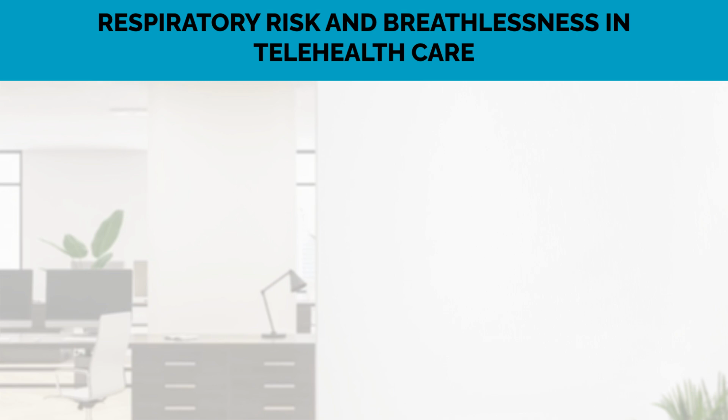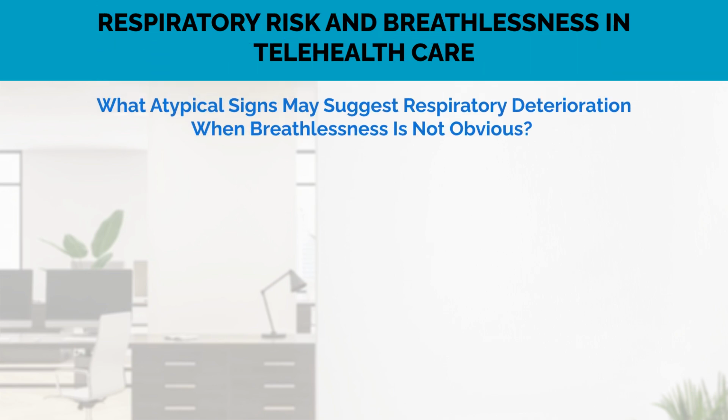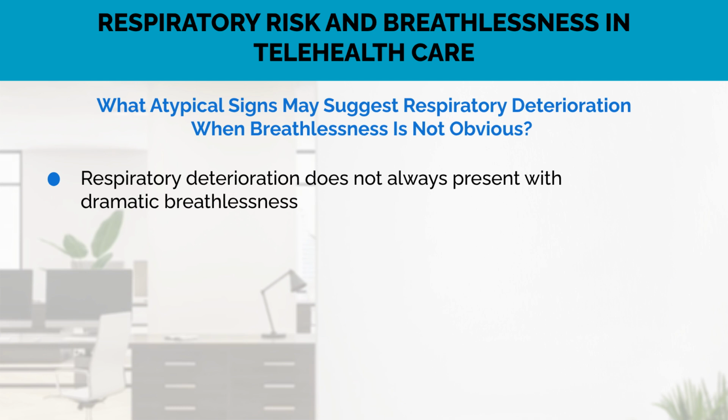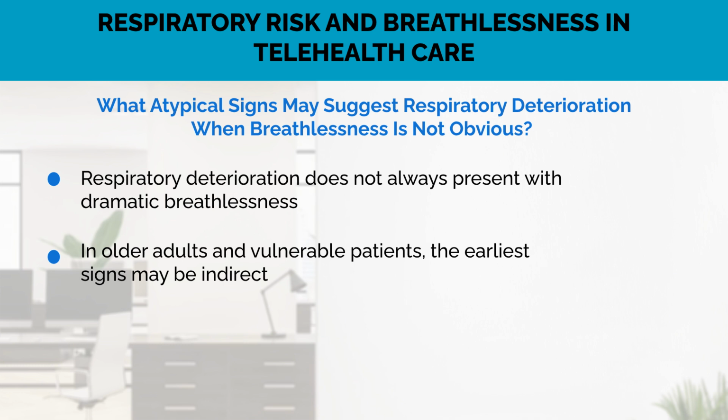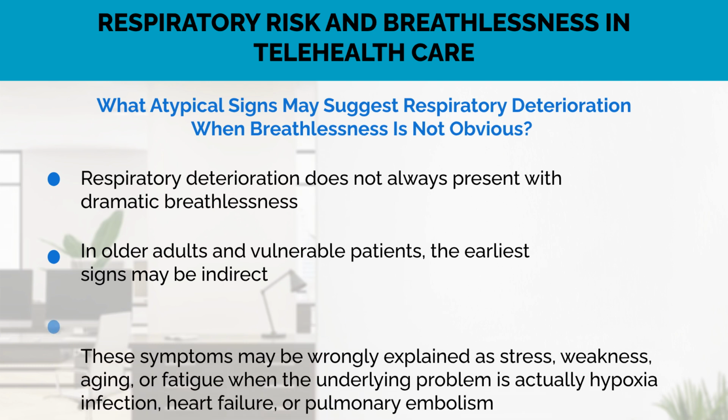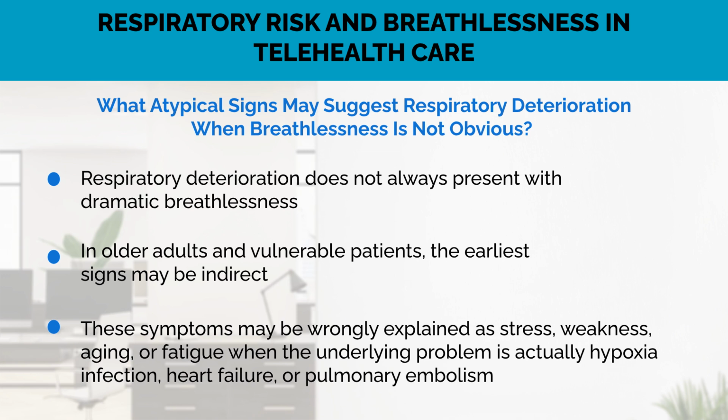The next thing we will look at is what atypical signs may suggest respiratory deterioration when breathlessness is not obvious. Respiratory deterioration does not always present with dramatic breathlessness. In older adults and vulnerable patients, the earliest signs may be indirect. These symptoms may be wrongly explained as stress, weakness, aging, or fatigue when the underlying problem is actually hypoxia, infection, heart failure, or pulmonary embolism.